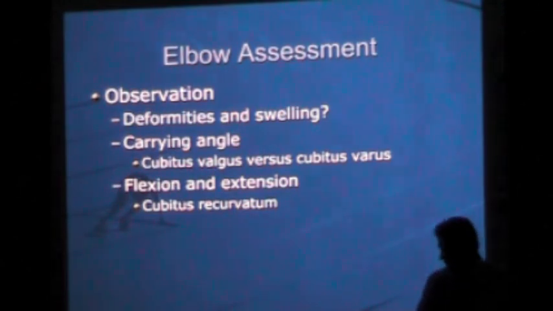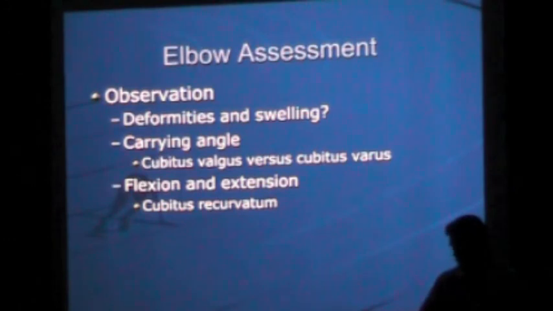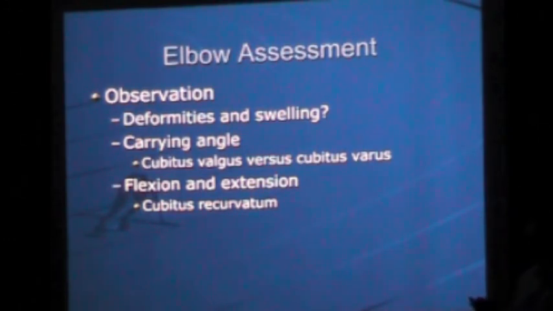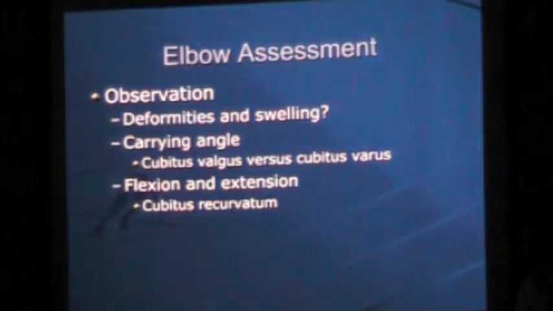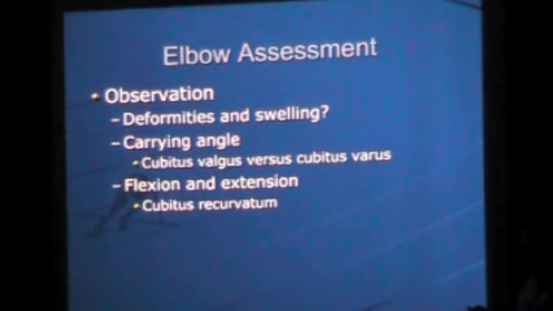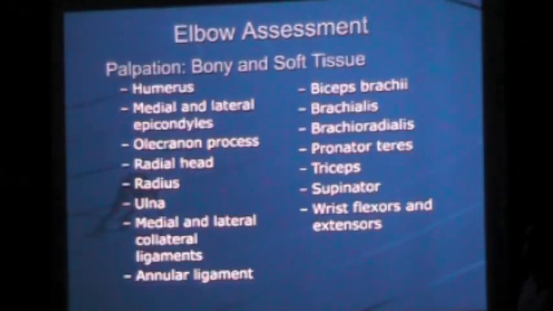Sometimes if they've had a growth abnormality, you can have a varus arm on one side and a normal arm on the other side. So that can actually predispose somebody to some injuries in the elbow. Also look at their flexion and extension as well. Palpation, once again, just go through the basic bony anatomy here, palpating these major structures, soft tissue and bony.